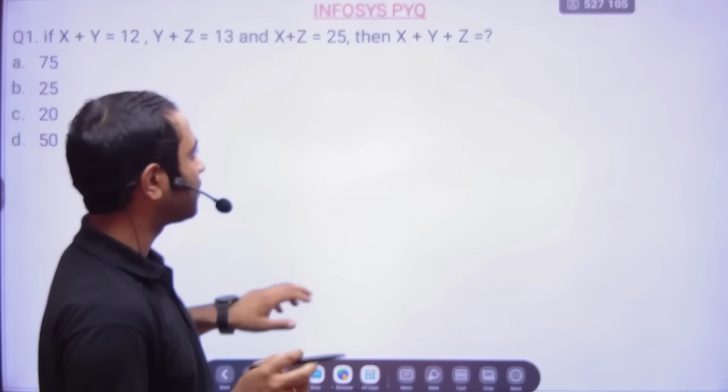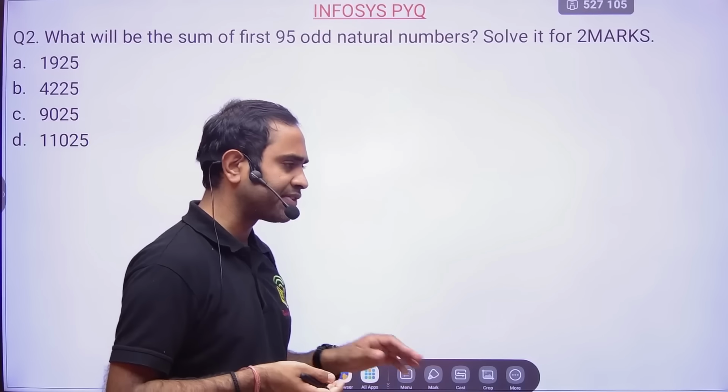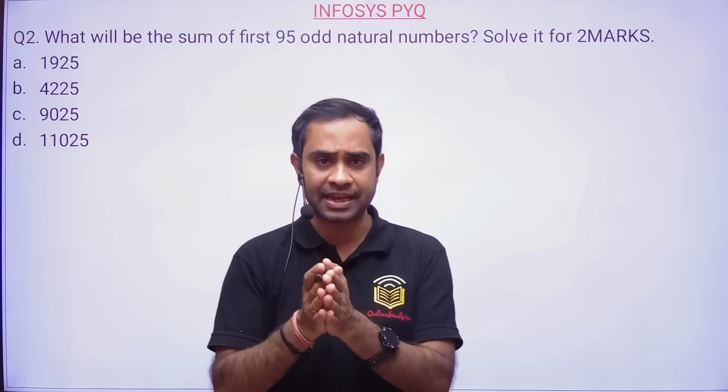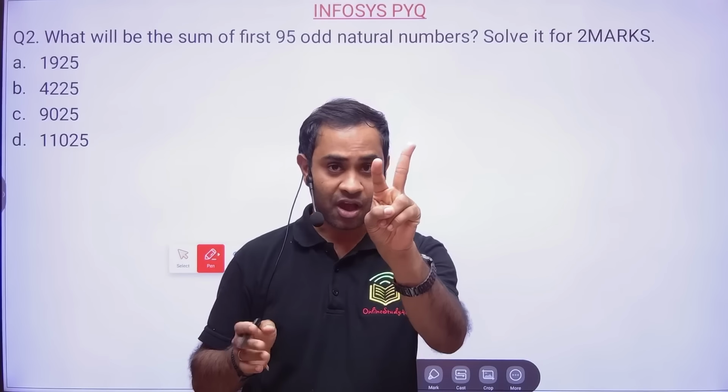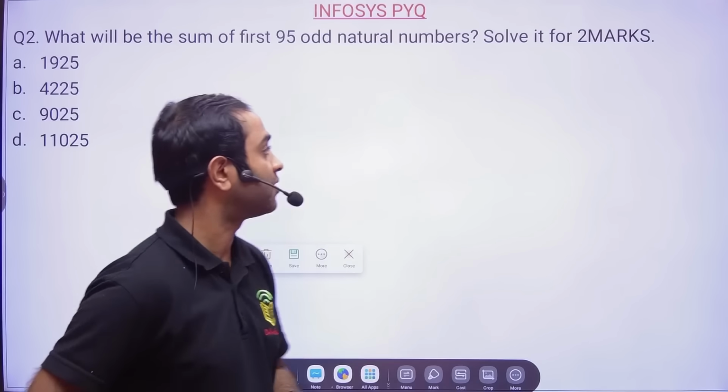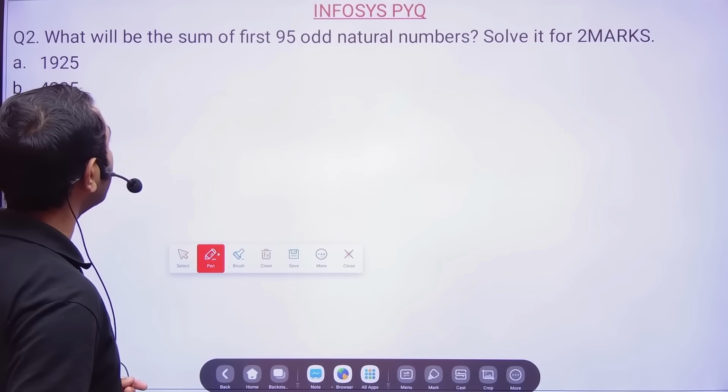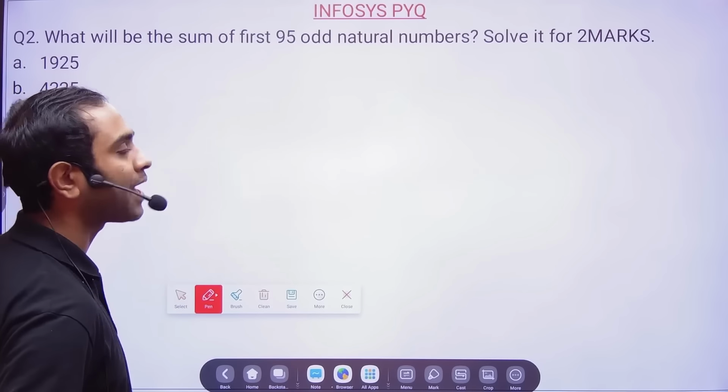Now moving towards question number 2. Question number 2 is a good question, and Infosys generally asks this question for 2 marks. How many marks? 2 marks they will give you for this simple question. So what will be the sum of the first 95 odd natural numbers?